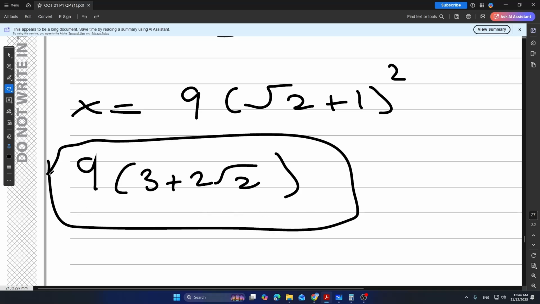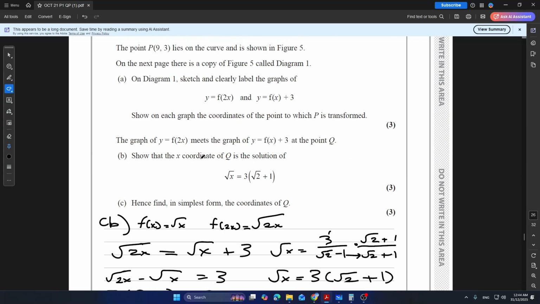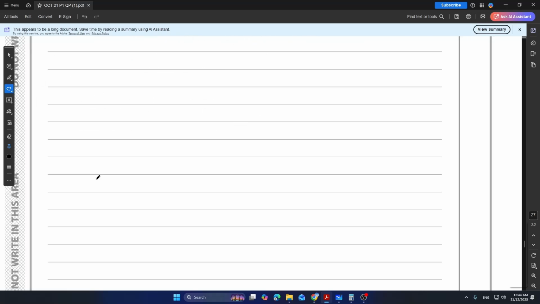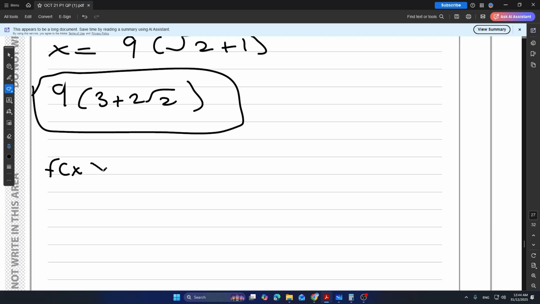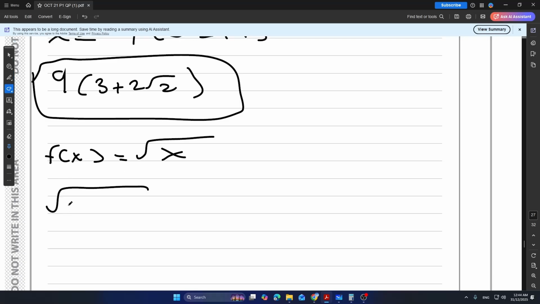This is the x coordinate, and to find the y coordinate, I'm going to substitute this into the original equation, which is root x. So I can substitute 9 bracket 3 plus 2 root 2 into root x, because f of x equals root x. Because this is our x coordinate, just substitute this as x. So root 9 bracket 3 plus 2 root 2.